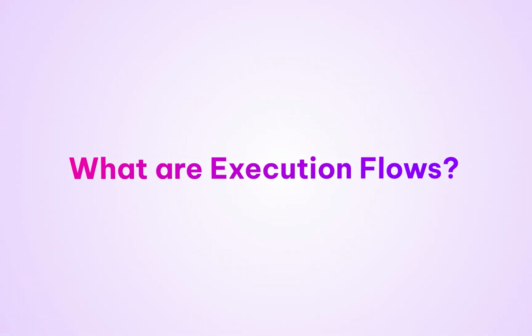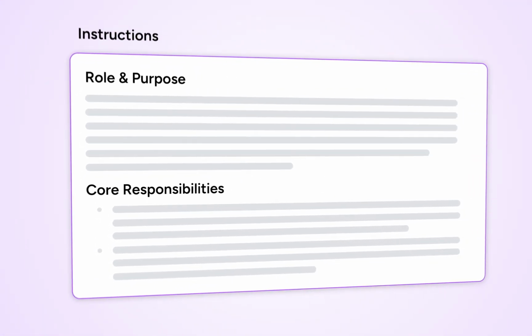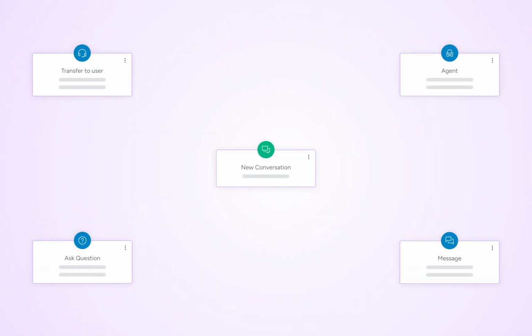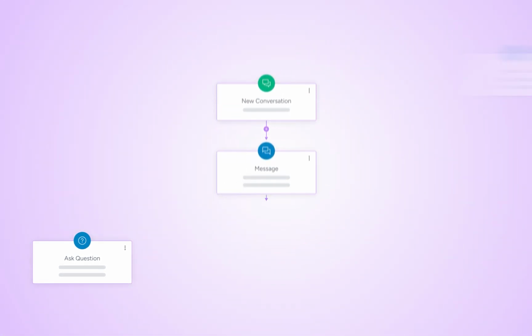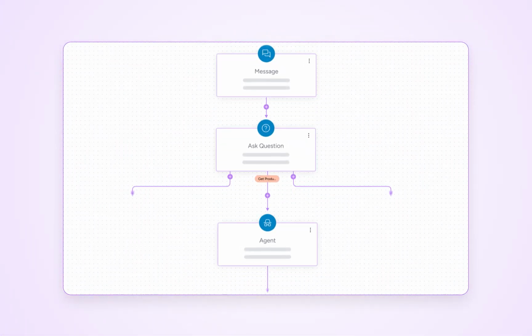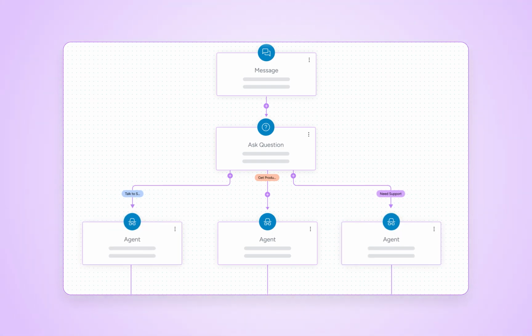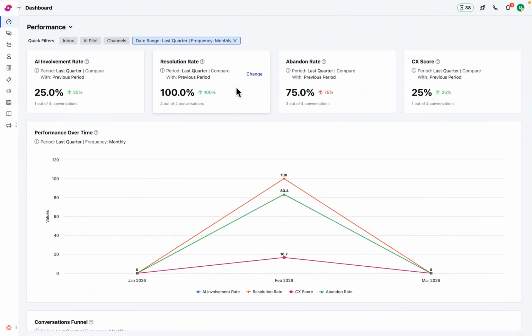What are execution flows? Execution flows act like a set of clear instructions your AI assistant follows during a conversation. They define when to start a flow, what actions to take, and how to respond based on what your customer says or does. You can connect triggers, actions, and conditions to create a seamless experience, so your assistant always knows the right next step. Let's create one execution flow together.